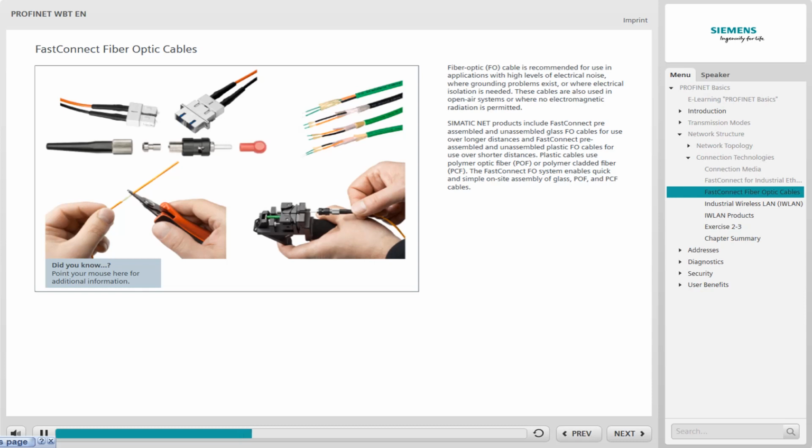SIMATIC NET products include FastConnect pre-assembled and unassembled glass fiber optic cables for use over longer distances, and FastConnect pre-assembled and unassembled plastic fiber optic cables for use over shorter distances. Plastic cables use polymer optical fiber (POF) or polymer cladded fiber (PCF). The FastConnect fiber optic system enables quick and simple on-site assembly of glass, POF, and PCF cables.